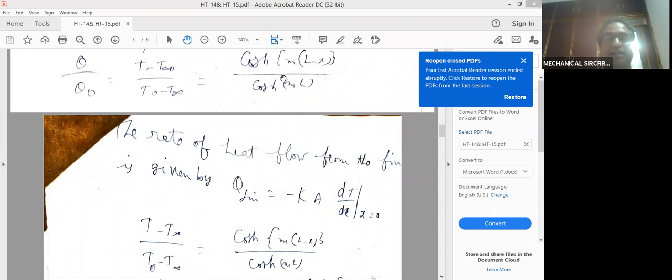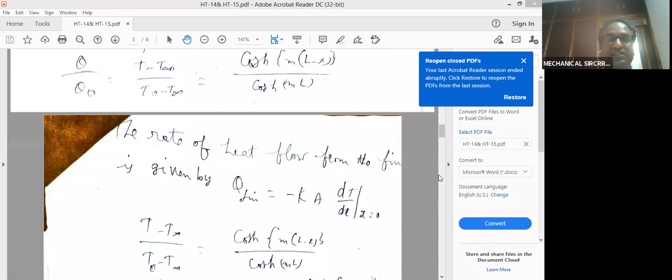Hyperbolic cos, m. How do you calculate m? Square root of hP by kA. L is the length of the fin minus x at any location x. So this is the temperature distribution equation. Okay? Next, heat transfer rate equation.